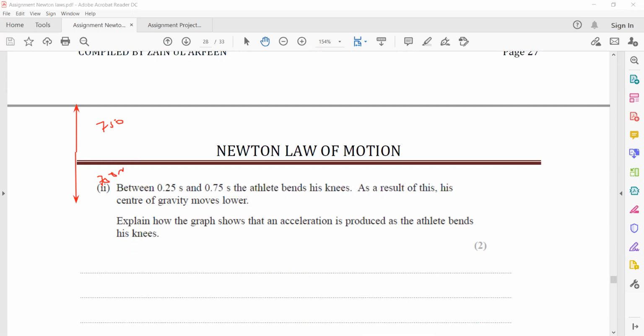But when he bent his knees, the upward force decreases. The weight remains 750. So 750 newtons is the weight downward, but the upward force is less, for example, maybe 200. So you can see a resultant force is there. Whenever there is a resultant force, there is always an acceleration.